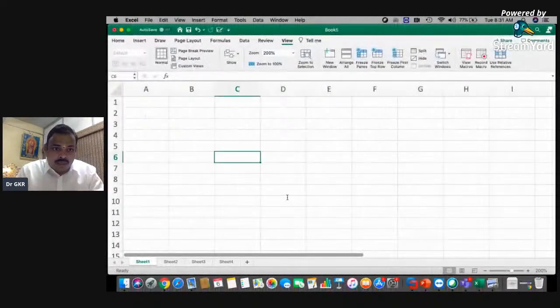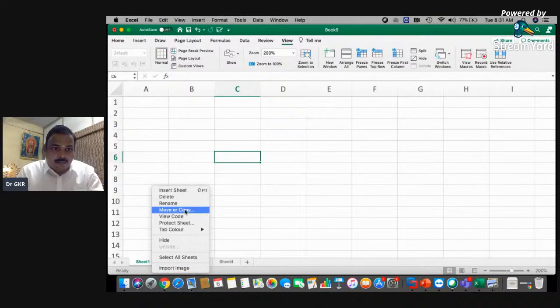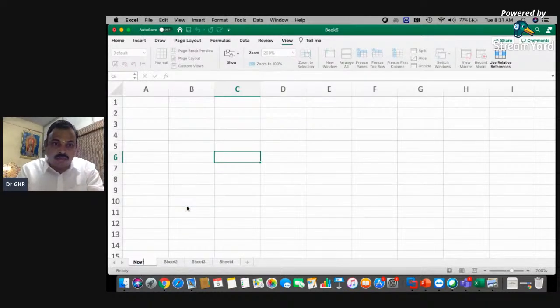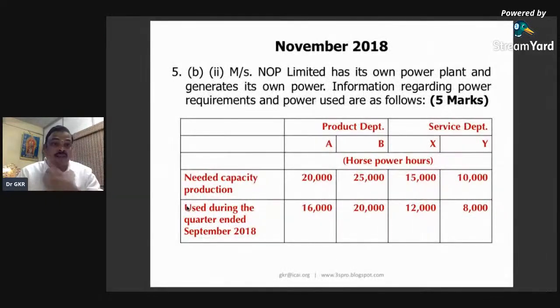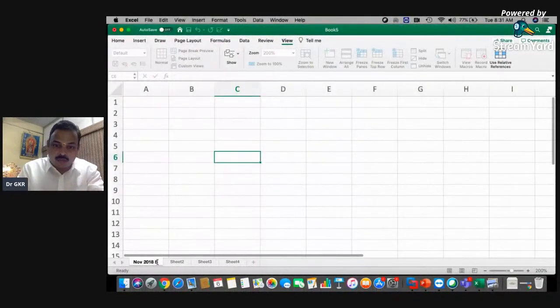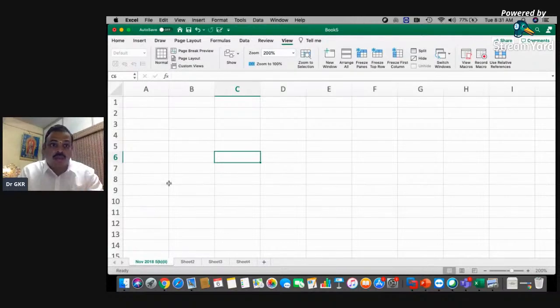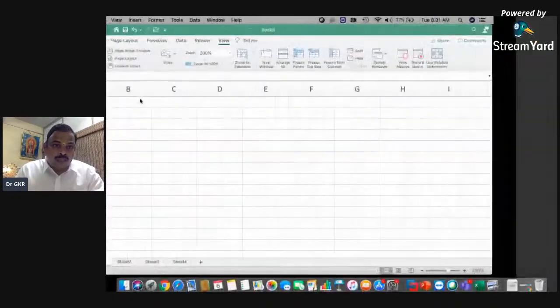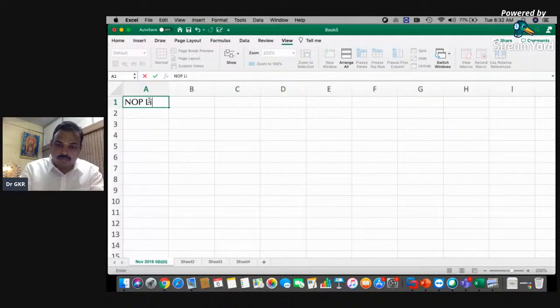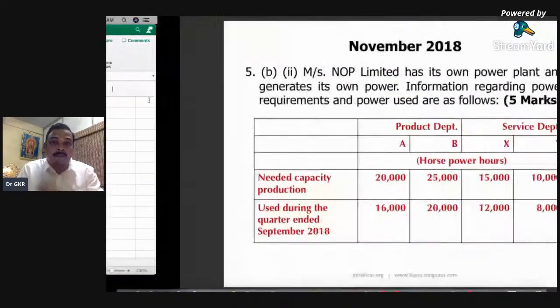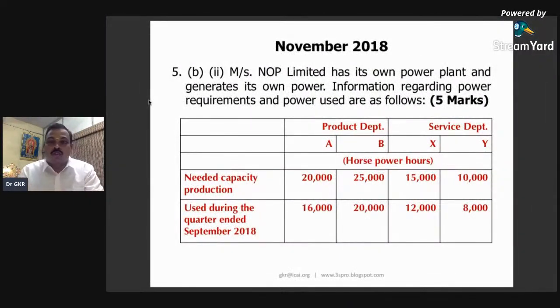So let me have this. November 2018, especially question number 5B2. This is NOP Limited. So this is the question. NOP Limited has its own power plant and generates its own power. Information regarding power requirements and power used are as follows.